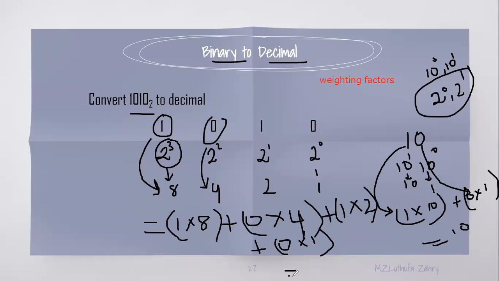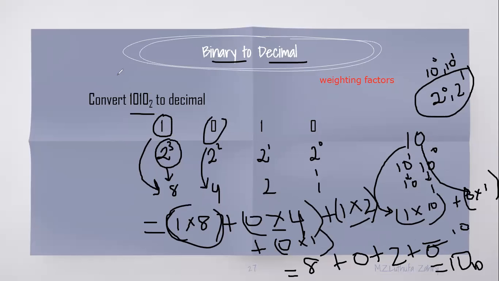So what you'll get? 8. Any number multiplied with 0 is going to give you 0. Then 1 into 2 will give you 2. And once again 0 into 1 will give you 0, and the answer will be 10. So this 1010 in binary is equal to 10 in decimal. Okay, is that clear?